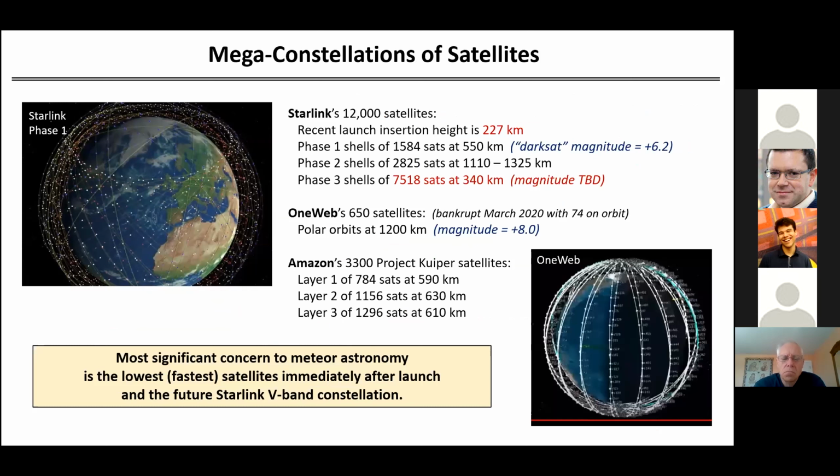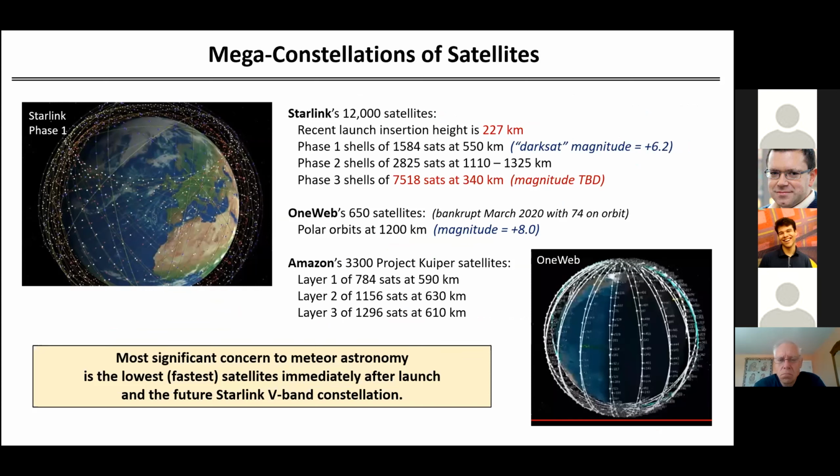Mega constellations comprise three at the moment. Starlink has plans for 12,000 satellites over the next 5 years, and they do a launch insertion around 227 kilometers, which is the most problematic. Their phase three shells will be at 340 kilometers.